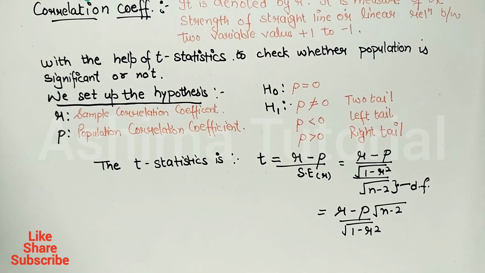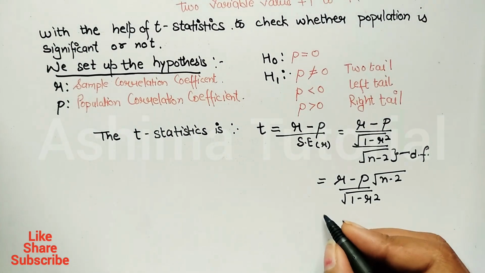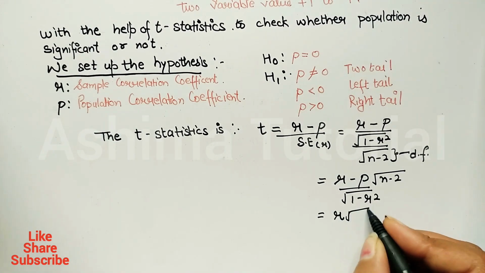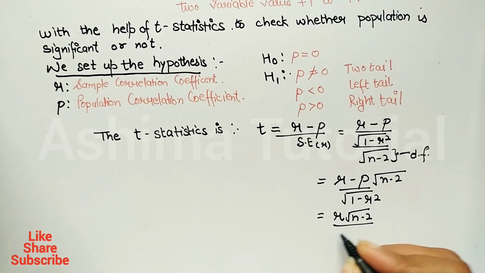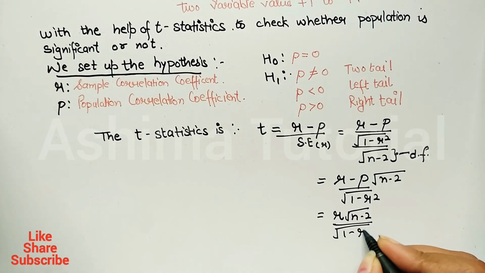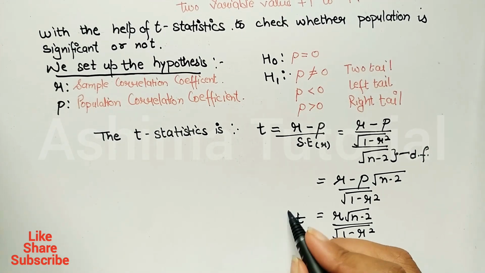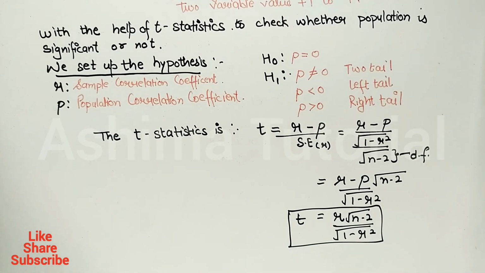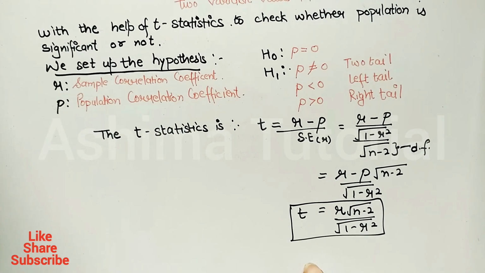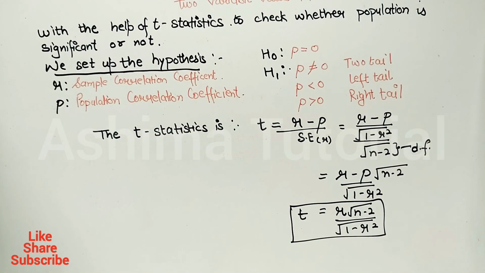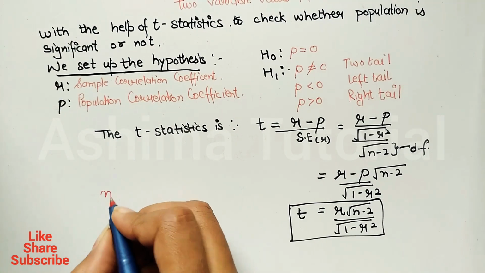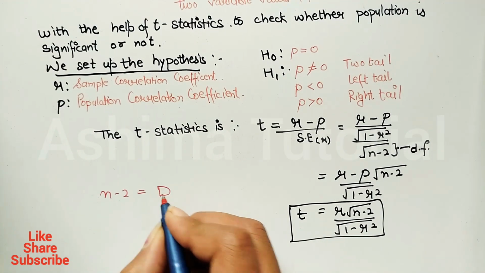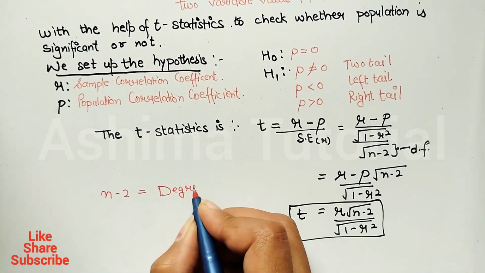So it becomes r under root n minus 2 over under root 1 minus r square. This is the t statistic for simple correlation coefficient, where n minus 2 is equal to degree of freedom.